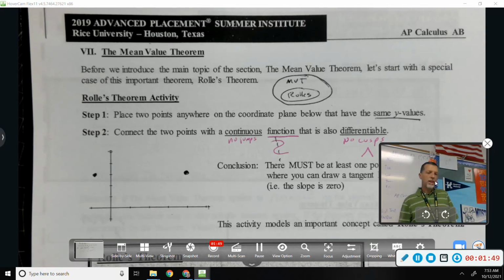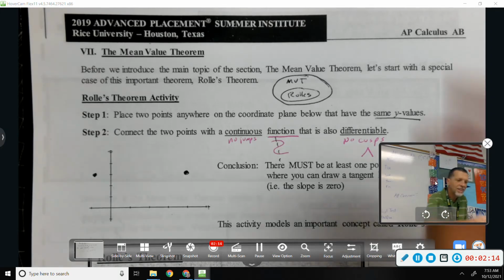I'm going to let you connect your own 2 dots with a continuous differentiable function. So play connect the dots. Don't wait for me to do mine. You do yours, however you want it to look. Anything goes, but it's got to follow the rules, so you can't go too crazy.